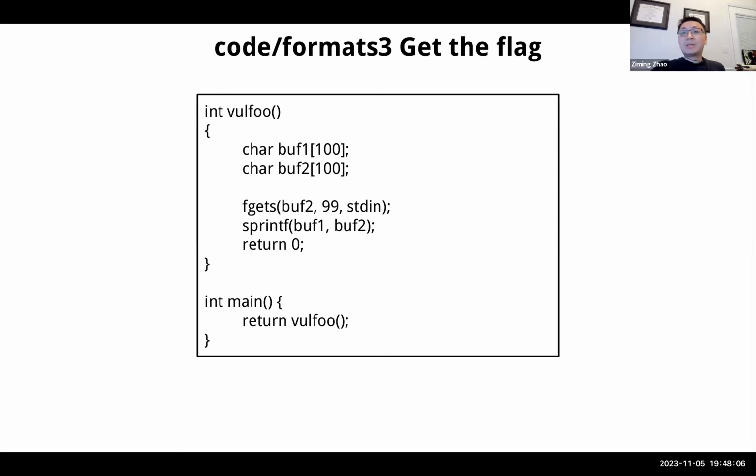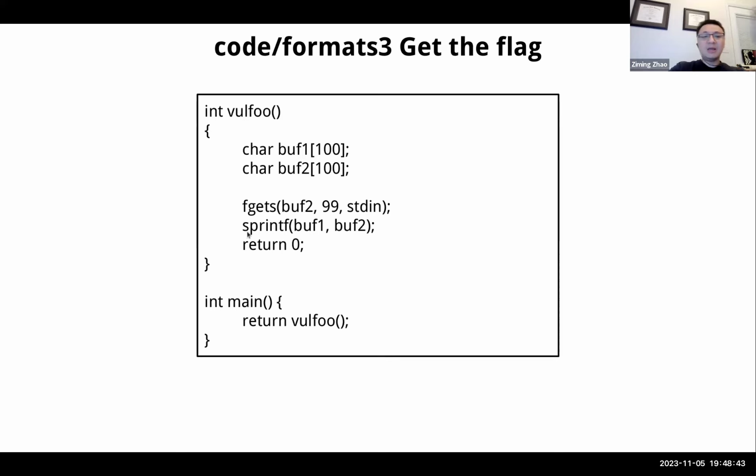Okay, the third example, this one, I'm trying to get the flag. This one, there's a void foo that has two buffers. Each of them is 100 bytes. So we'll have fgets get our input to buffer 2. However, we're only getting 99 bytes and the newline, which means there is no way to overflow to buffer overflow 1 or even higher, right? There's no way to overflow that.